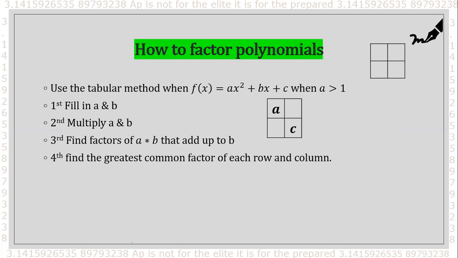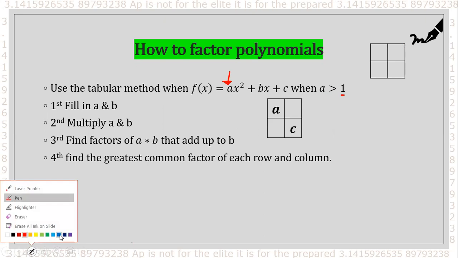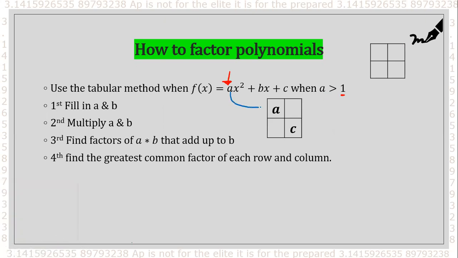And this is a method, the tabular method, on how to factor. This is specifically when A is greater than 1, any number greater than 1. This neat little trick is that you get the A, put it in this quadrant, if you will, and you get the C and you put it right here. Sorry, there's A and C. Don't know what happened.